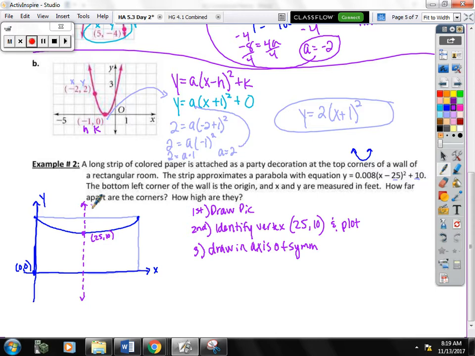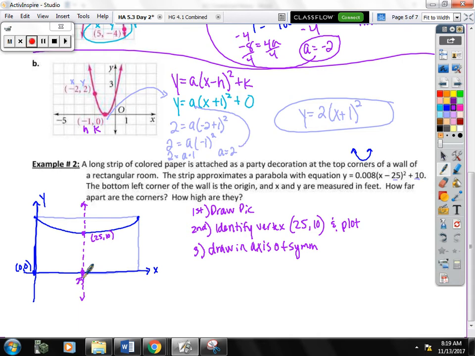And then sometimes it's useful to find a couple things. If this is 25, 10, so you go over 25 and you go up to 10, right here, this point, even though it's not an actual point on the parabola, just a point on the axis of symmetry, you could just label it 25 on the x-axis. That's going to be useful to you.